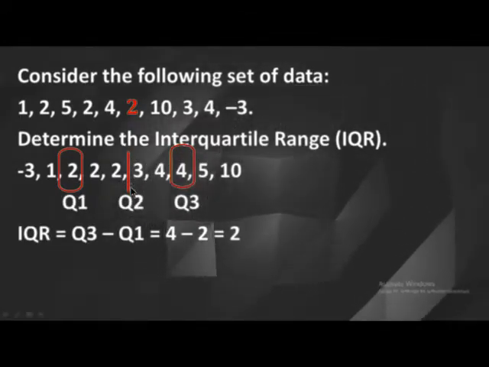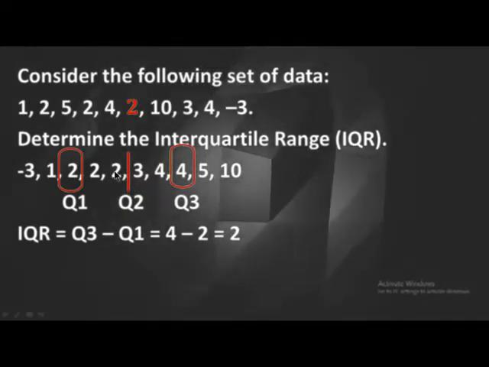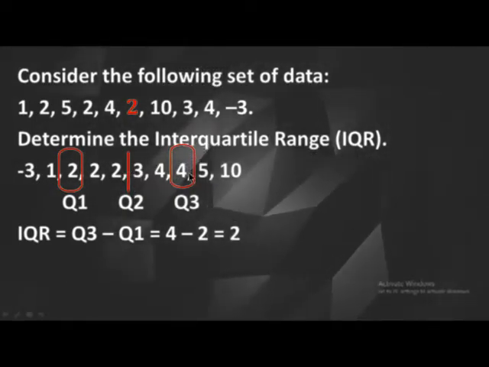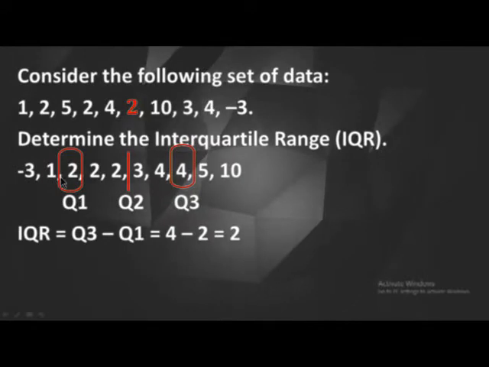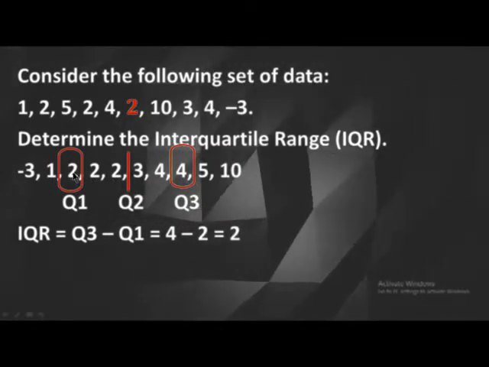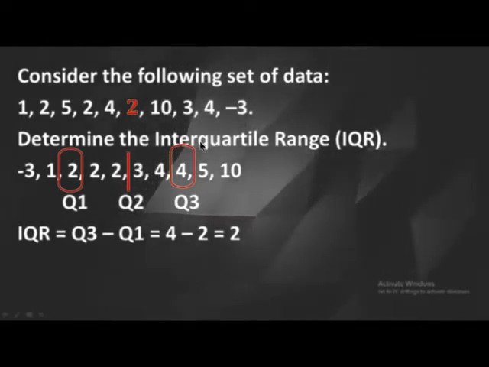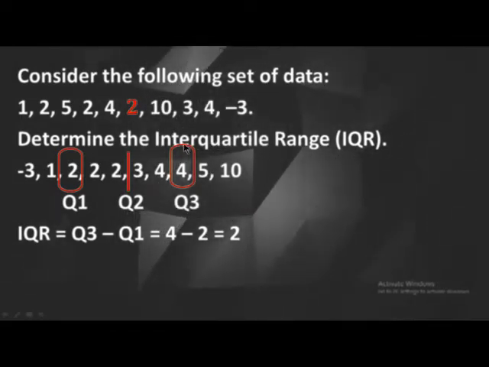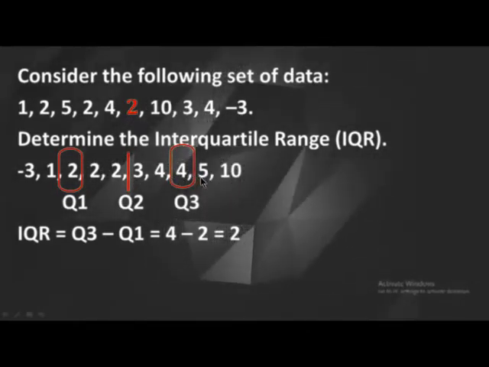Now, this is Q2 or the median, because Q2 divides the data into 2 sections equally. There are 5 data here and then there are 5 data here. The first half of data we divide in 2. We get Q1, 2 in here, 2 in here. So this is the middle of the first half of data. And the second half of data, there are 5 data here. We divide in 2. 4 is the middle because there are 2 data here and 2 data here.